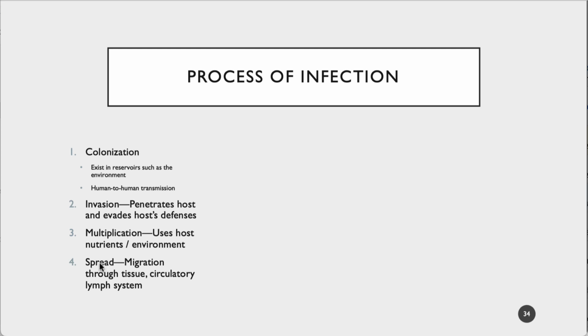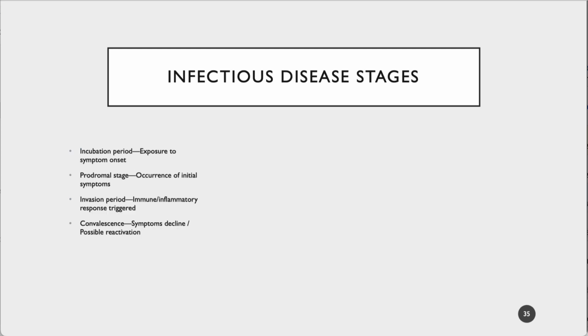And then finally, there's spread of the infection. It migrates through the tissue. It may go into the circulatory system, in which case we call that bacteremia if it's a bacterium. It can get caught up in the lymph system, which is kind of the sweeping up of bigger molecules in the interstitial space that's not attached to the veins. And that four-step process is the process of infection.